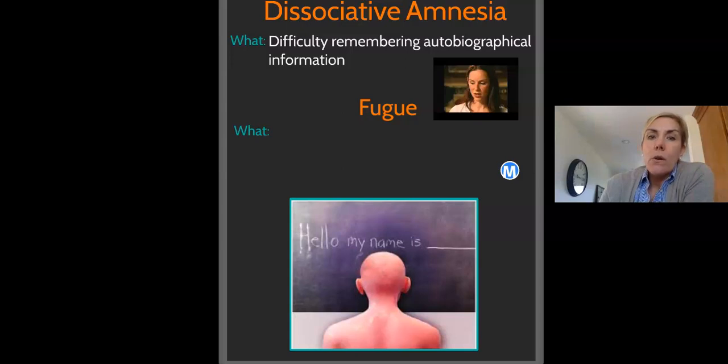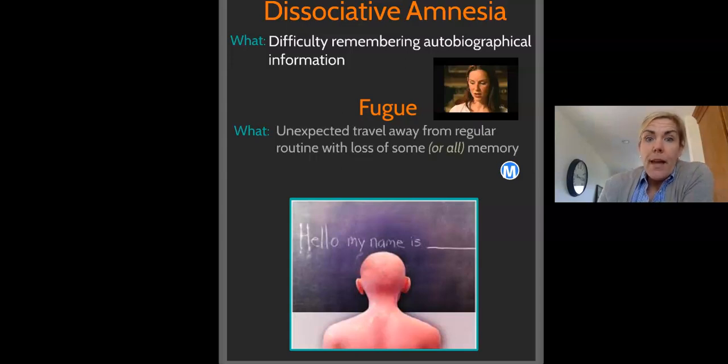And then there's also dissociative fugue. This one is an unexpected travel away from your regular routine with loss of some or all memory. During 9/11, there were some cases where people experienced 9/11 and then showed up in Chicago, and they didn't know how they got there. They didn't know anything about how they traveled there. And in some cases, they didn't know who they were. They didn't have their memory.